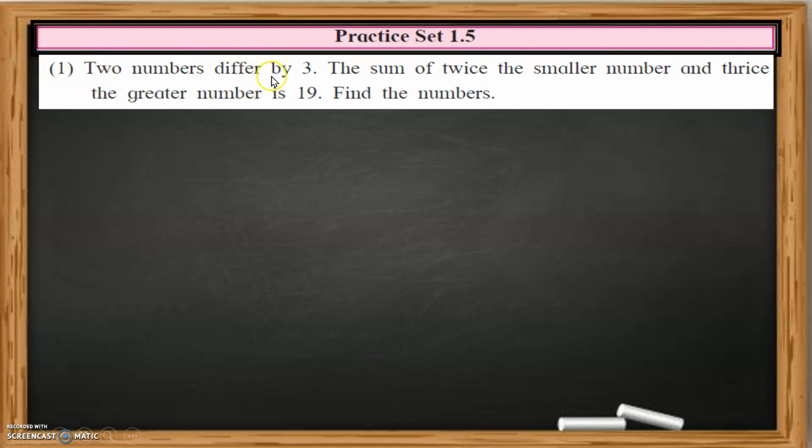Two numbers differ by 3. The sum of twice the smaller number and thrice the greater number is 19. Find the numbers. So what do we understand here? There are two numbers that are given and a relation between those two numbers is given. So let us start with the solution.